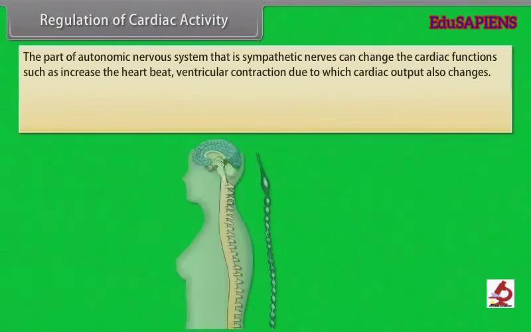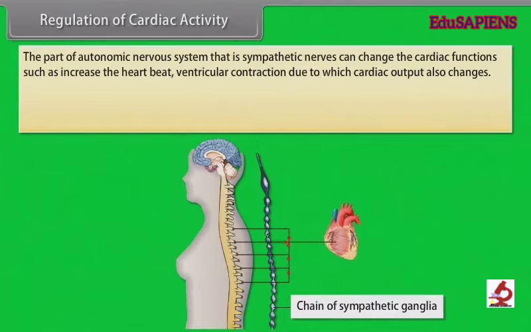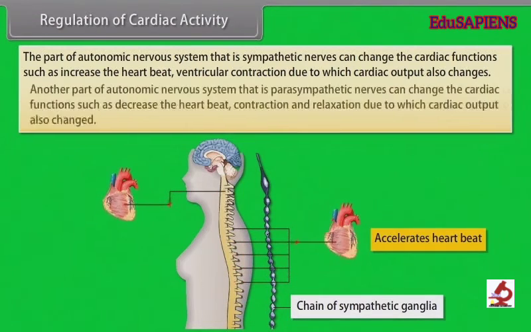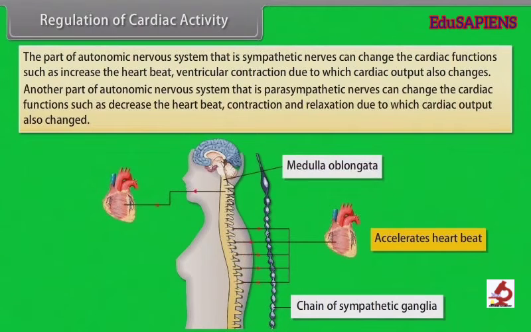The part of autonomic nervous system that is sympathetic nerves can change the cardiac functions such as increase the heartbeat, ventricular contraction, due to which cardiac output also changes. Another part of autonomic nervous system, that is, parasympathetic nerves, can change the cardiac functions such as decrease the heartbeat, contraction and relaxation, due to which cardiac output also changes.